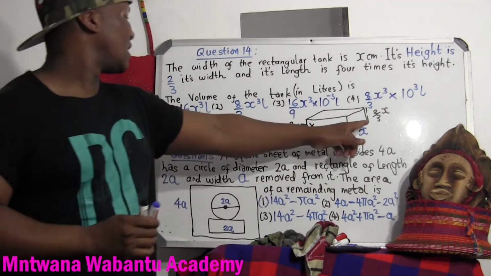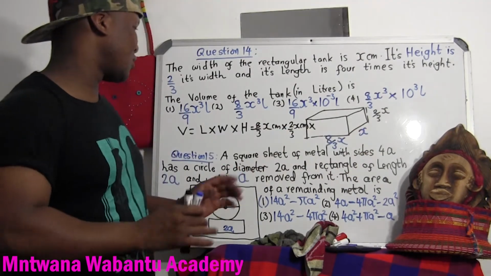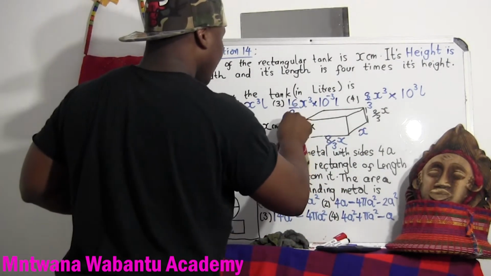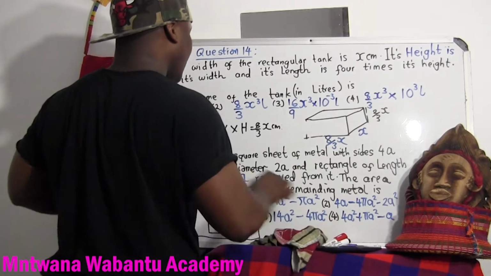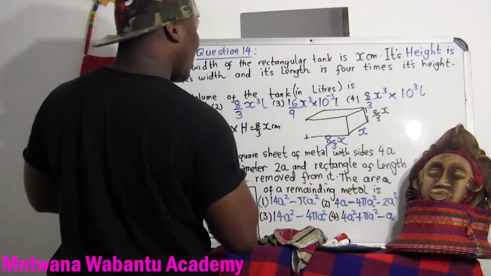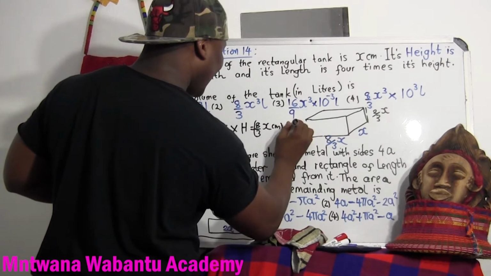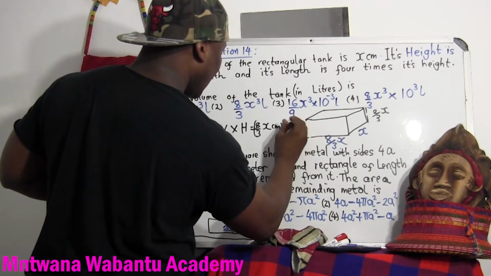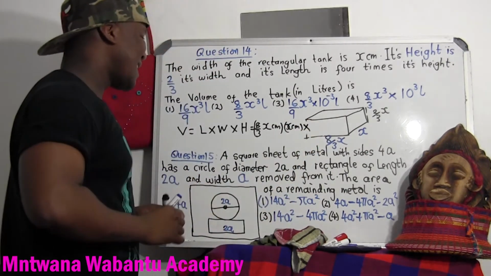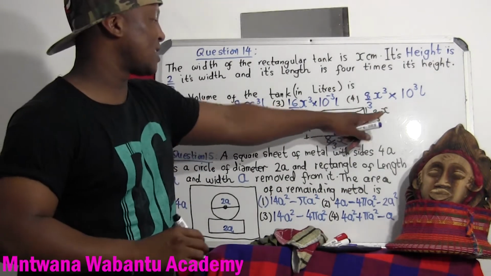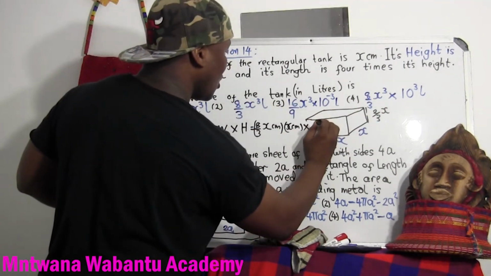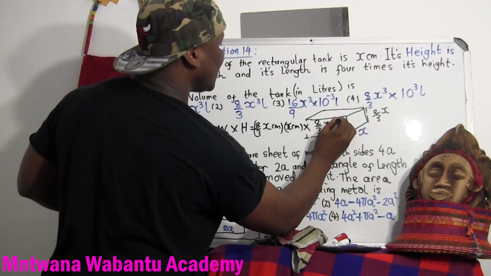So I'm going to set it here: length times width times height. What is the width? The width equals x, so this is multiplied by x centimeters, and then you multiply by the height. What is the height? 2/3x, also in centimeters.